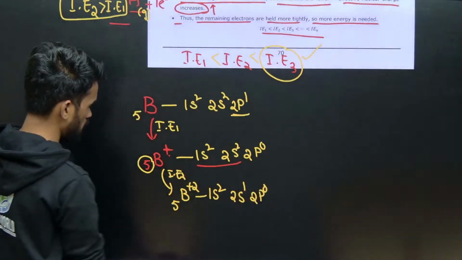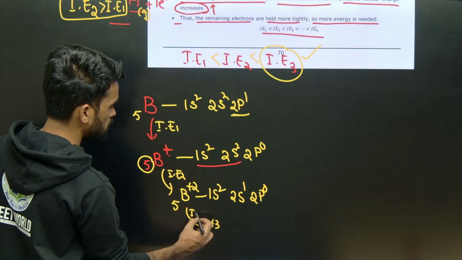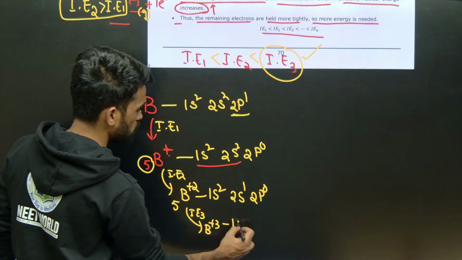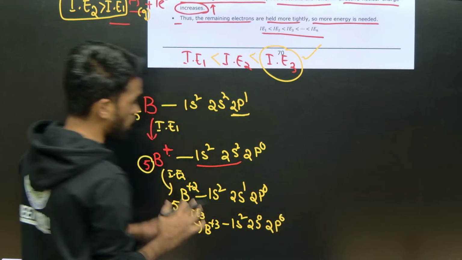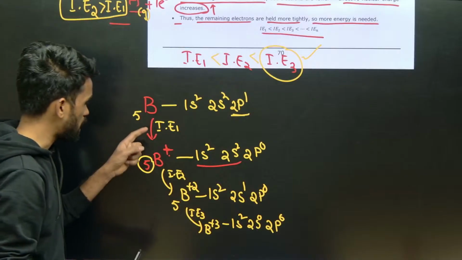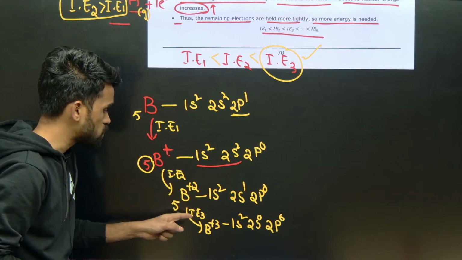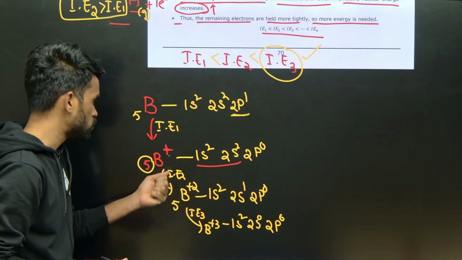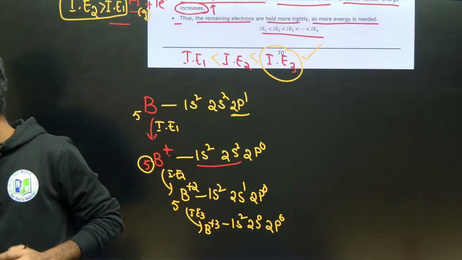Now what about the third ionization energy? It becomes B plus 3, that is IE3. This is 1s2, 2s0, like this we can write now. So hope the concept is also clear. Now when I compare IE1, IE2, IE3, which is greater? Always the last one, IE3 is greater than IE2, then IE1. Remember this concept, okay?